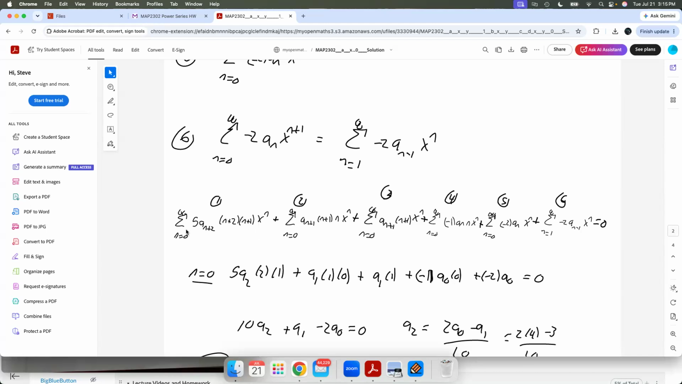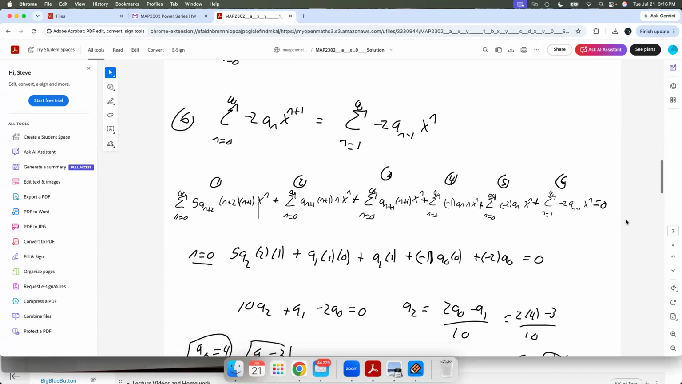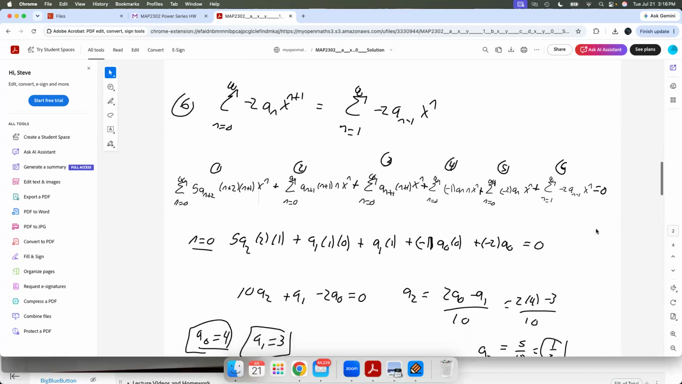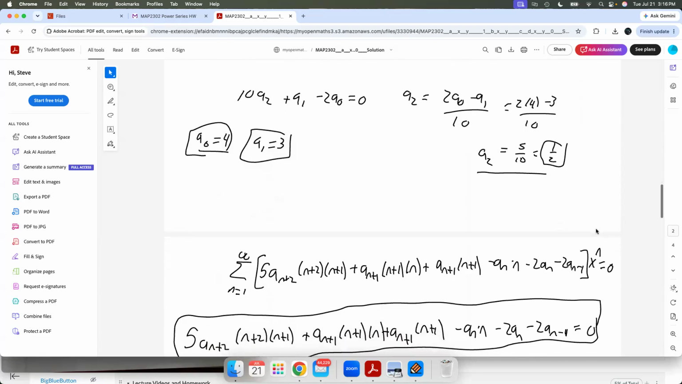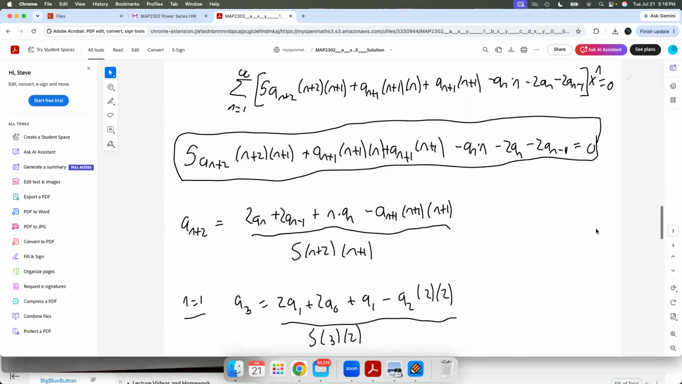Think about if we wrote all of these out, when I plug in n equals 0, I'm going to get an A2. When I plug in n equals 0 everywhere, I'm going to get a whole bunch of stuff equals 0. Then I would plug in n equals 1 everywhere, n equals 2 everywhere, and so forth. Just when I plugged in n equals 0, there was nothing to plug into this one, so I just ignored it. Then you just solved like a normal one.